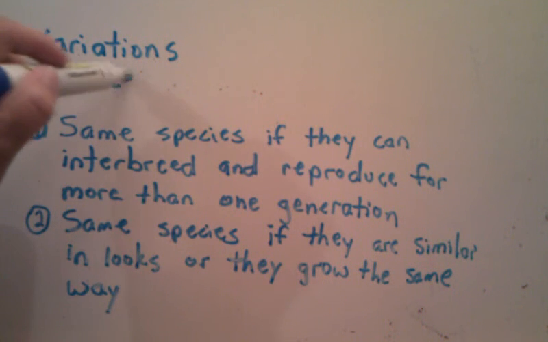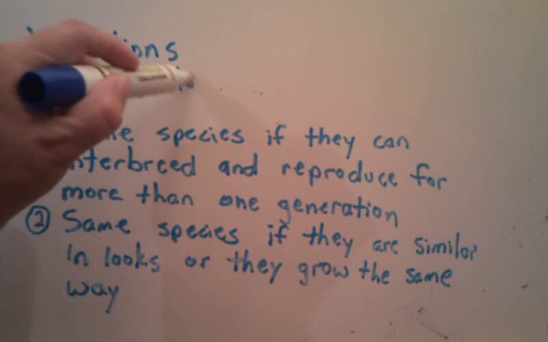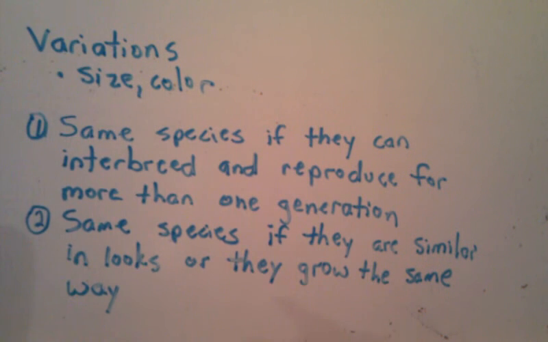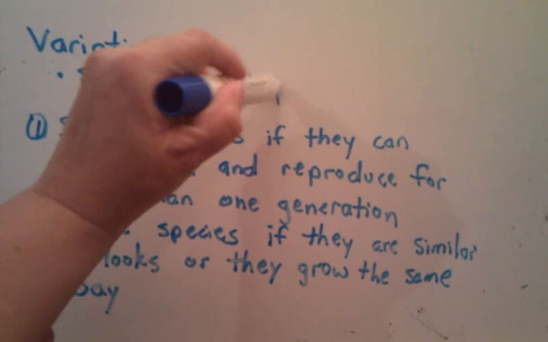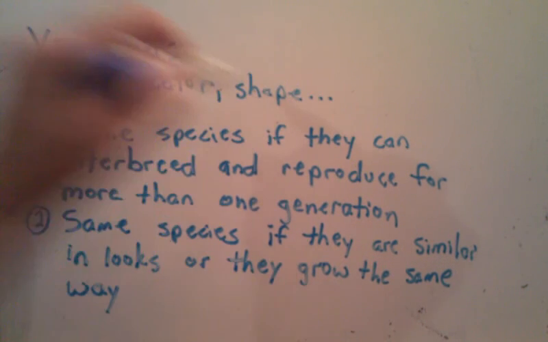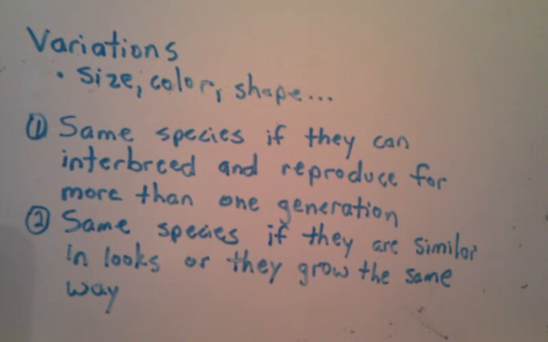Okay, size, color, shape. Okay, just because you have a brown dog and a black dog, they're still both dogs. They're still both the same species. Okay? With these definitions, we may better understand the case of the mule.